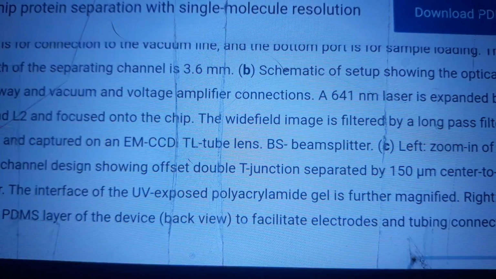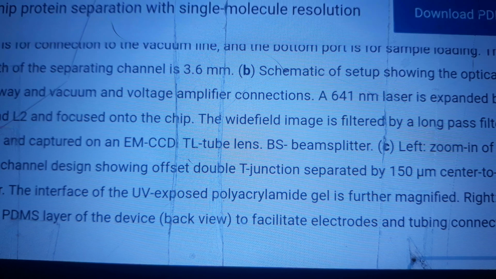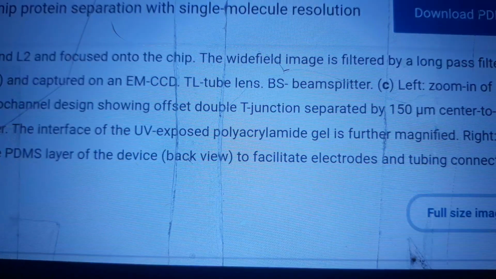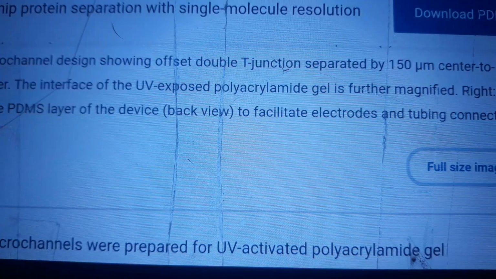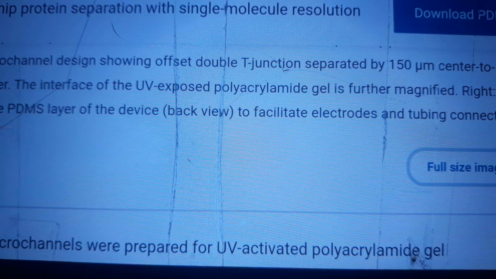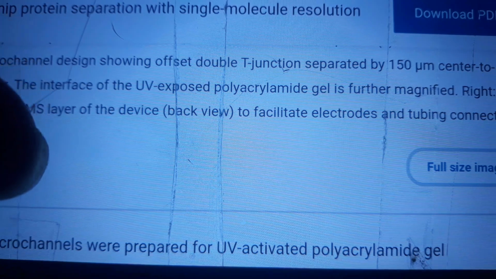B. Schematic of setup showing the optical pathway and vacuum and voltage amplifier connections. A 641 nanometer laser is expanded by lenses L1 and L2 and focused onto the chip. The wide field image is filtered by a long pass filter, LPF, and captured on an EMCCD. TL, tube lens; beam splitter filter. C. Left, zoom in of microchannel design showing offset double T junction separated by 150 micrometers center to center. The interface of the UV exposed polyacrylamide gel is further magnified. On the right side, view of the PDMS layer of the device, back view to facilitate electrode and tubing connections.